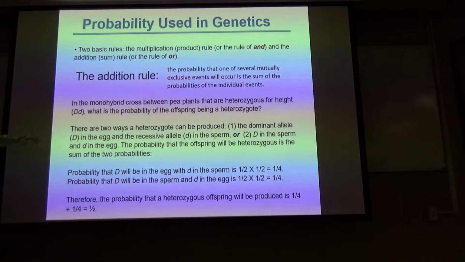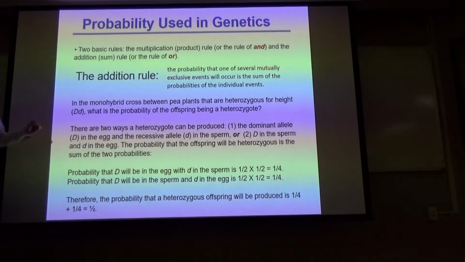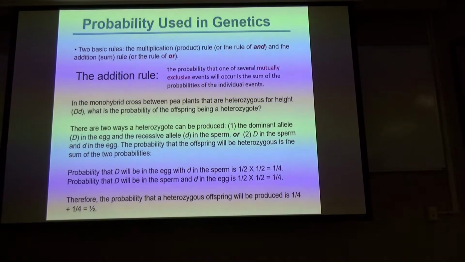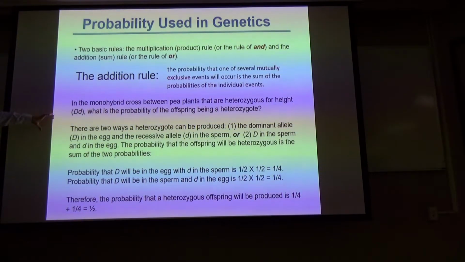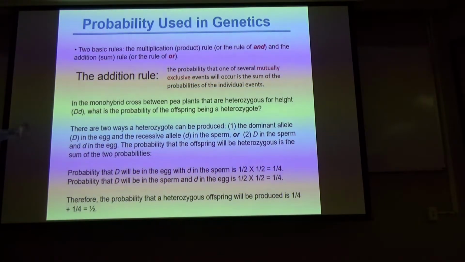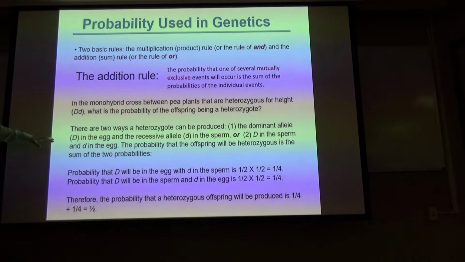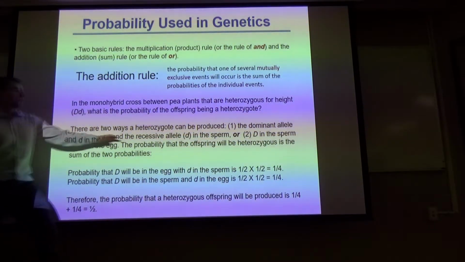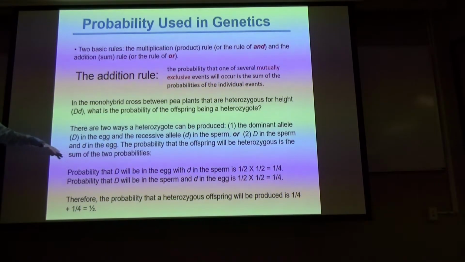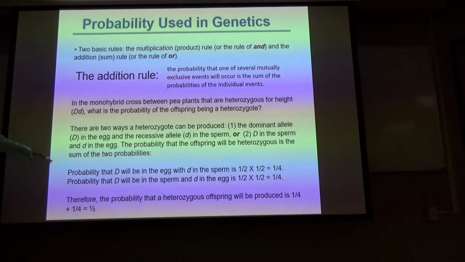Okay. The additive rule: the probability that one of several mutually exclusive events will occur is the sum of the probabilities of these individual events. So, in a monohybrid cross, again, heterozygous for plant height this time, big D and little d, there are two ways that a heterozygote can be produced. You get the dominant allele in the egg and the recessive allele in the sperm, or vice versa. The probability that the offspring will be heterozygous then is the sum of both those probabilities.